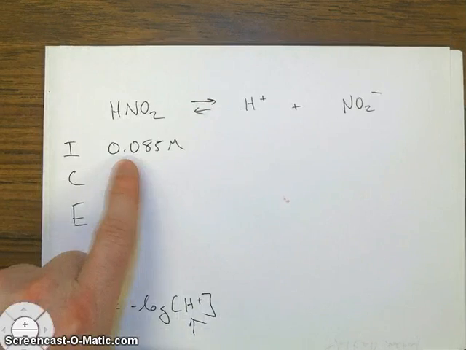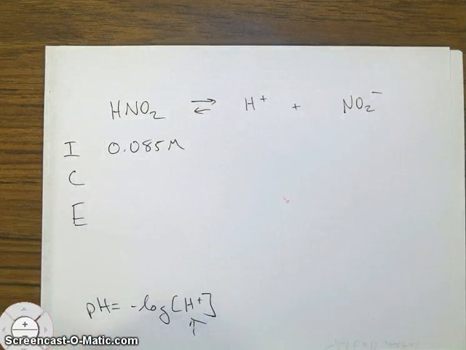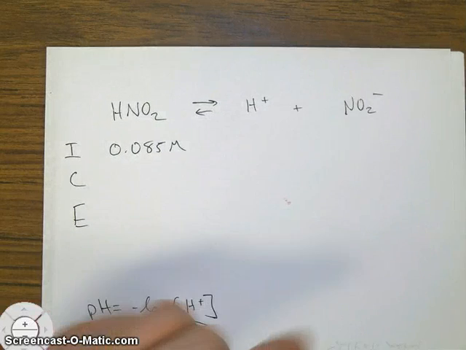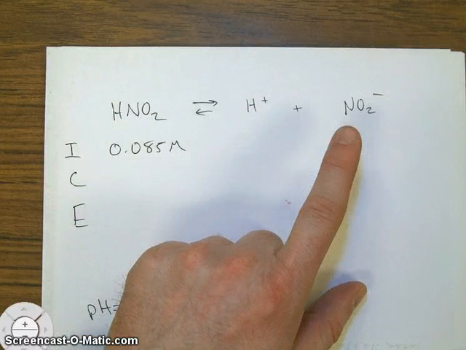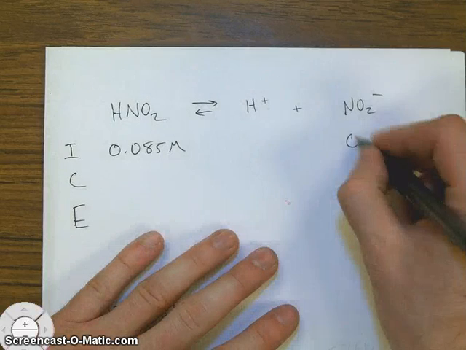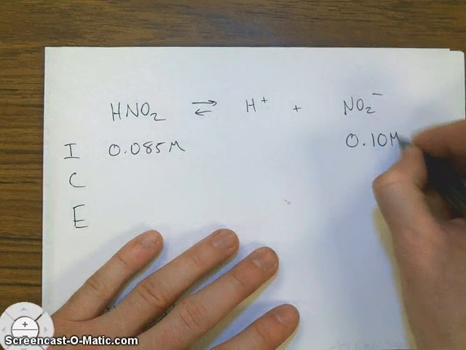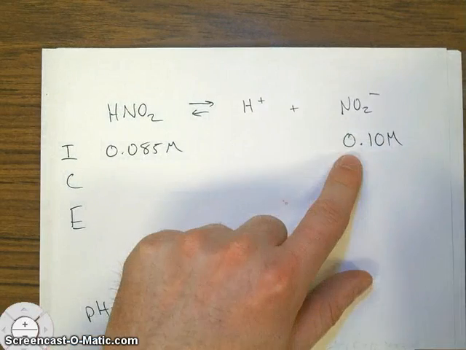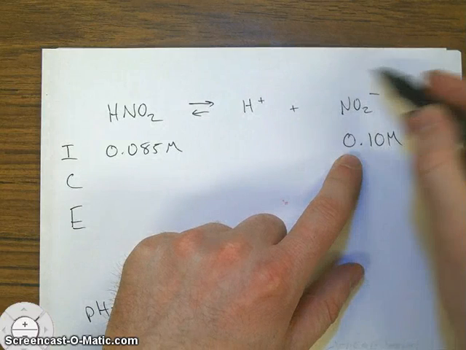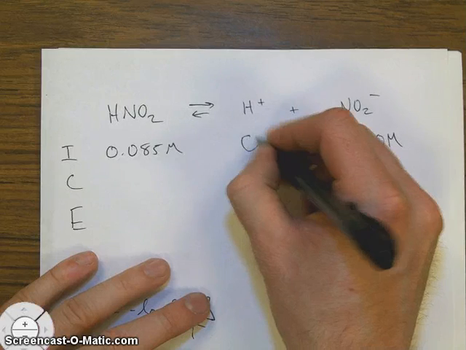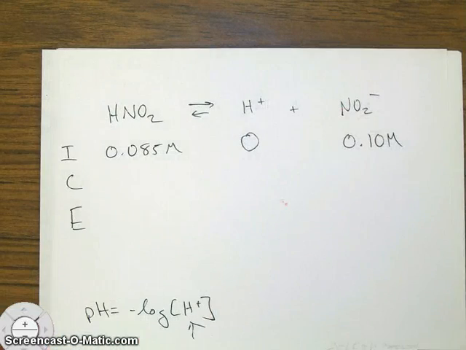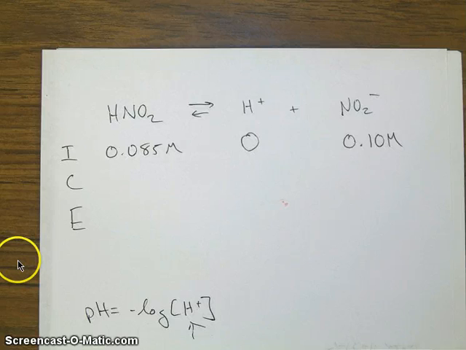So it's 0.085 molarity for the nitrous acid, and then we have nitrite ions, which we know the starting concentration of because it says we start with 0.10 molarity of KNO2, and that basically dissociates and creates more of the nitrite ions. All right, now hydrogen ions 0 because it hasn't broken apart yet. So now what we have to do is figure out the change.